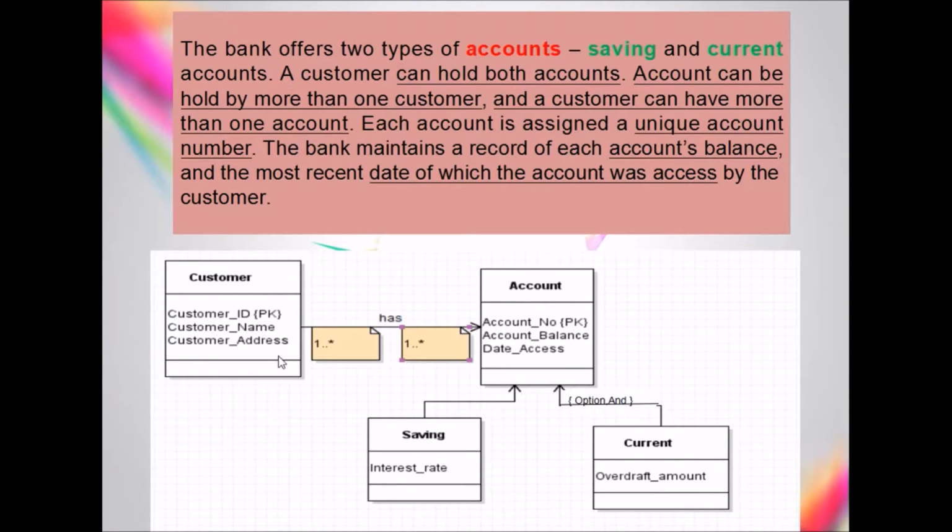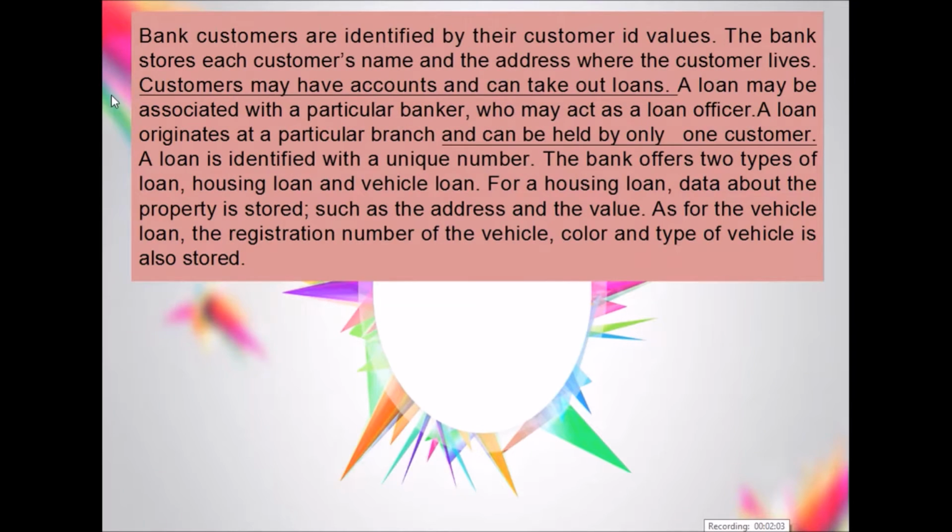Then okay, this is a relationship. Account and customer: customer has account, so one customer can have more than one account, and the account can have more than one customer. And the subclass will be savings and current, which are optional, okay, to have a savings account or current account. So the next will be the bank customer identified by their customer ID value.